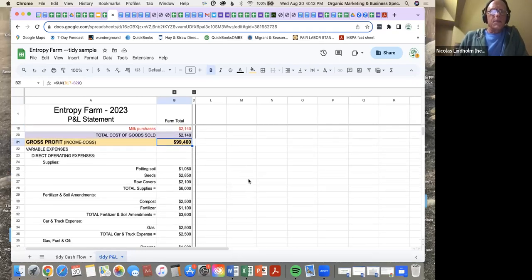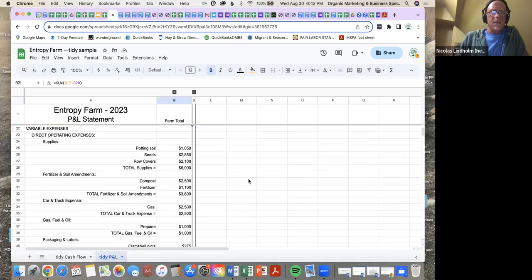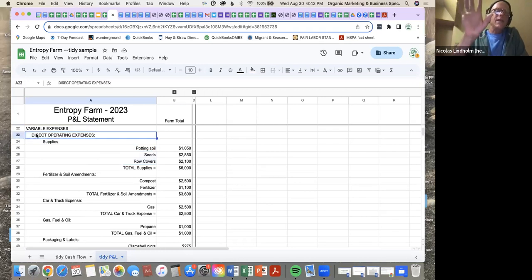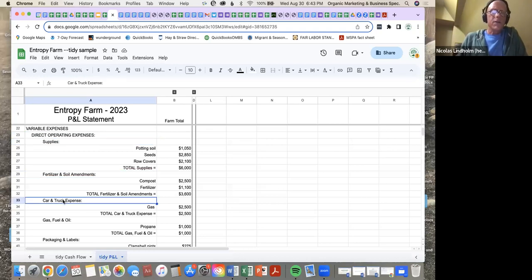Now, to keep going down to the expense section of the chart of accounts, again, I kept all the same categories. I just moved them around and organized them. I put them in alphabetical order, but I also used those main parent categories that Julia Shanks's slide illustrated. Under expenses, direct operating expenses, which are expenses directly related to the farm operation. So it's things like supplies, fertilizer, soil amendments, car and truck expense. These are all variable expenses.